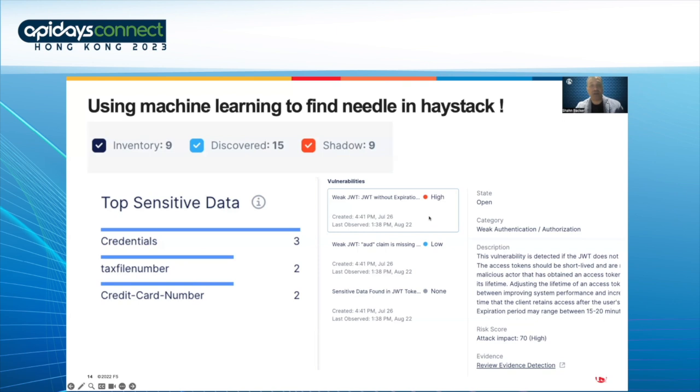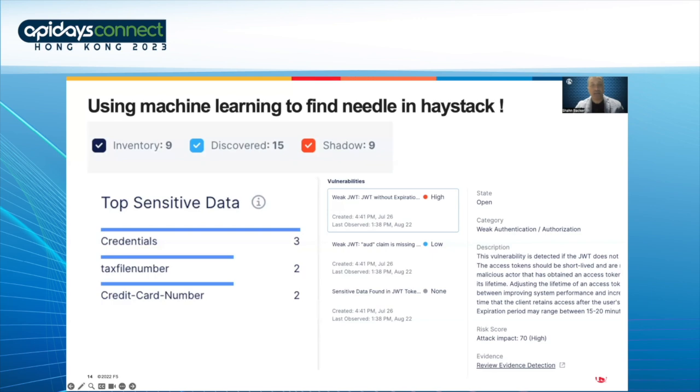It is weak because it does not have an expiration. There is no audience claim in it. And even if there was any sensitive data found, which in this case was none, it gives you an overall impact score. What is happening with these 6 data points? We are getting visibility into what's happening. We can combine these together to really make a robust security practice on your API.